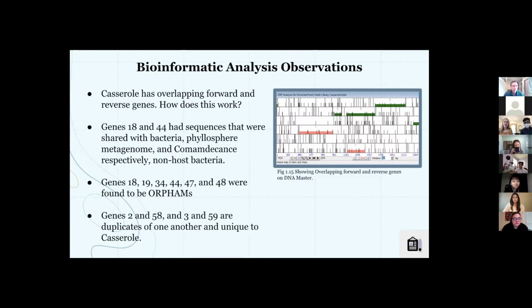We also saw that 7 of its genes are orphans. And so what that means is that these genes are not found in any other phages. They're unique to Casserole. And finally, we saw that genes 2 and 3 are duplicates of genes 58 and 59. So 2 genes in the beginning and 2 genes in the end directly match each other and are also orphans. So overall, Casserole just has a very diverse genome and a lot of information that we're looking forward to exploring further.